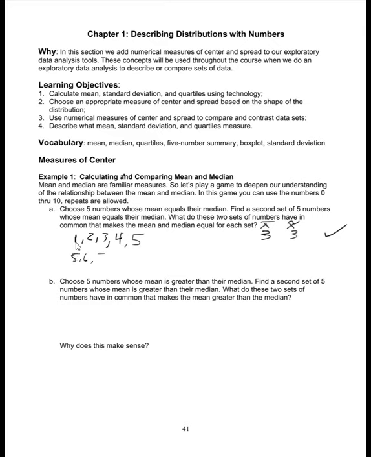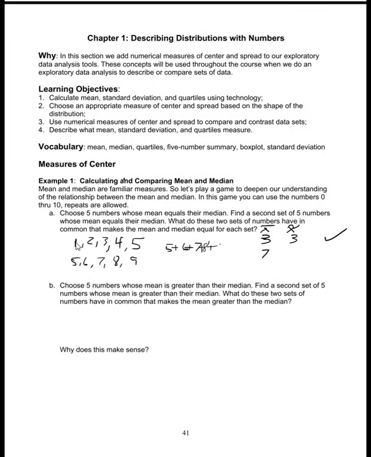5, 6, 7, 8, and 9. So 5 plus 6 plus 7 plus 8 plus 9, all divided by 5 equals 7. So that's how we got that. And what's the middle number? It is also 7. So that checks out. Okay. But we could do repeats. So we could go like 1, 1, 3, and then 5, 5.